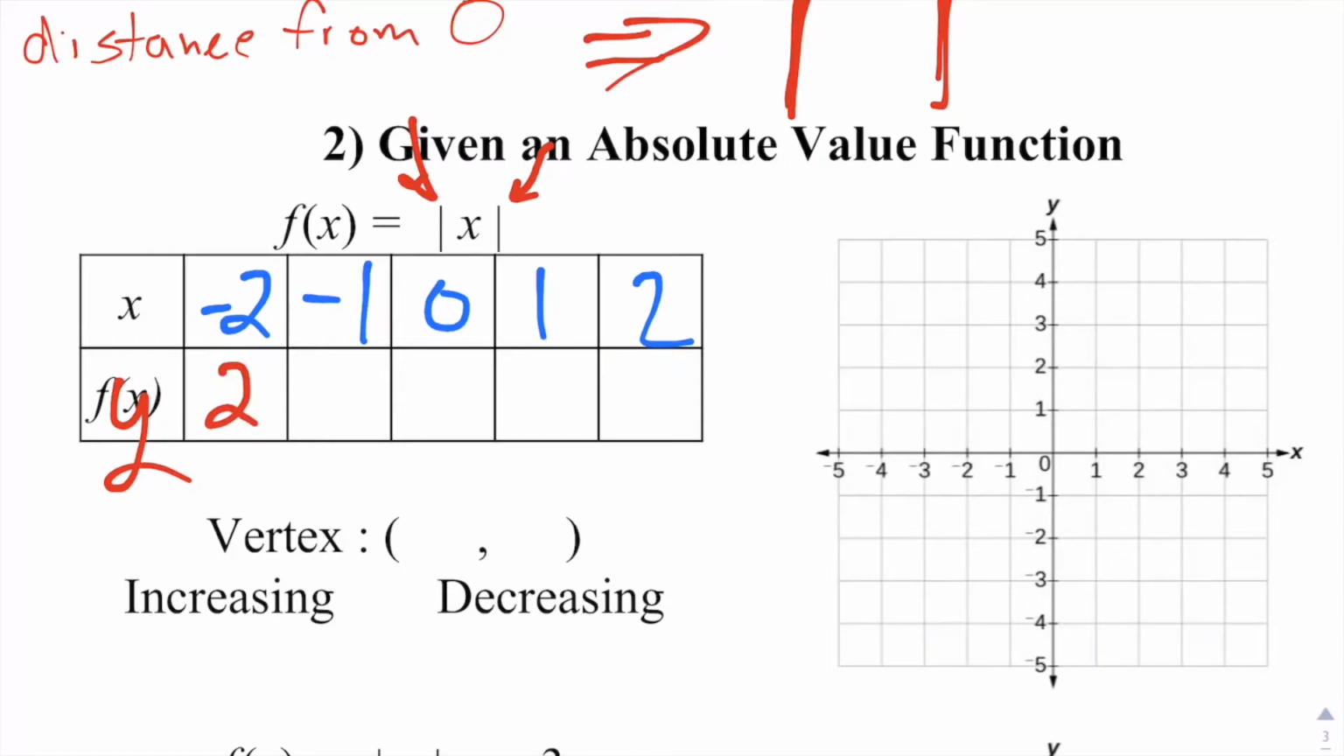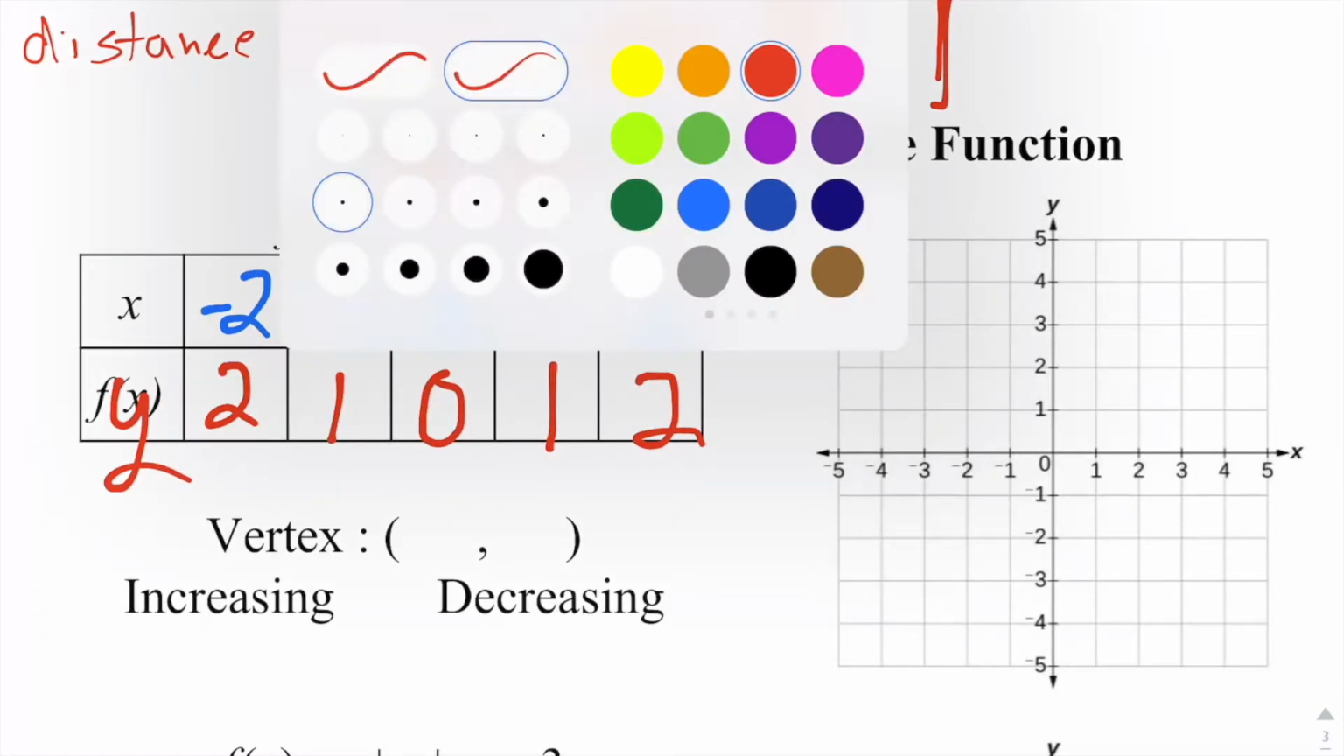If I plug -1 into the x here, then -1 is 1 unit away from 0. If I plug 0 into the absolute value function as my input, then my output again will be 0 because 0 is at 0 on the number line. And then if I go the other way and have 1 and I plug that into the absolute value function, then 1 is 1 unit away from 0 on the number line. And if I input 2 into my absolute value function, my output also will be 2 because 2 is 2 units away from 0. So let's graph this.